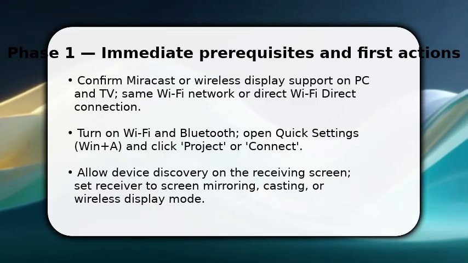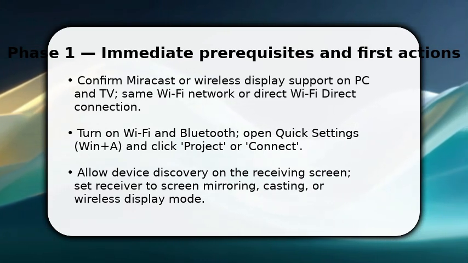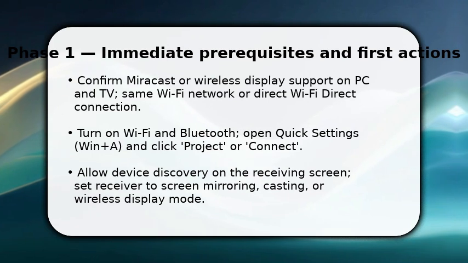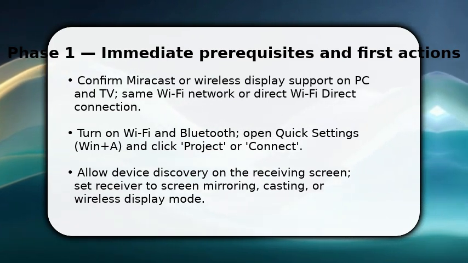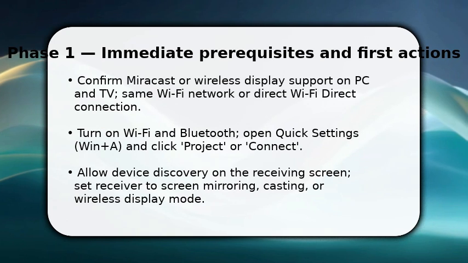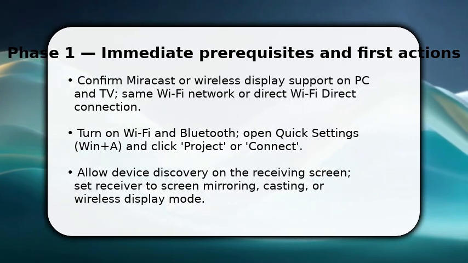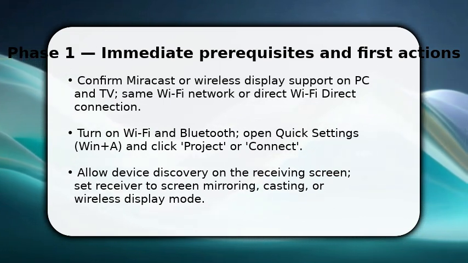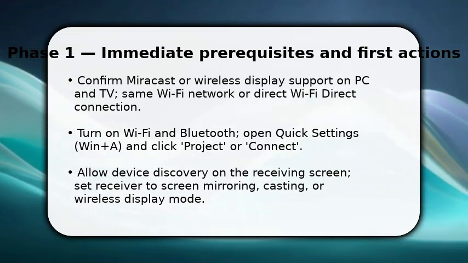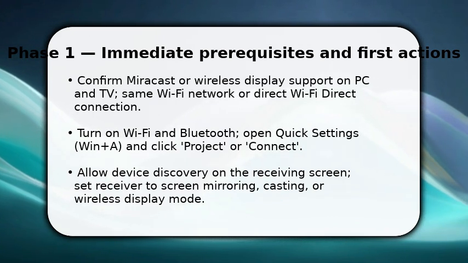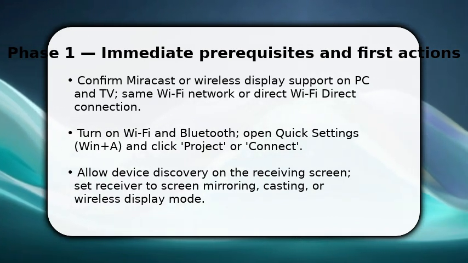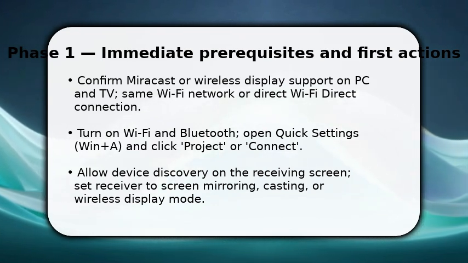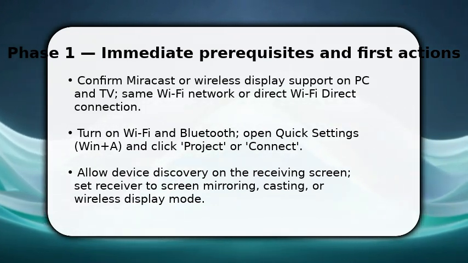You begin by making sure both devices support Miracast or a wireless display. This matters because protocols differ. Once done, enable Wi-Fi and Bluetooth on your Windows 11 PC, then open Quick Settings with Win+K and select Connect or Project. Make sure the TV or dongle is in pairing or mirroring mode and visible. You want Discovery active on both ends, so the next step, selecting the target device, works without delay. Don't skip allowing permissions on the receiver.